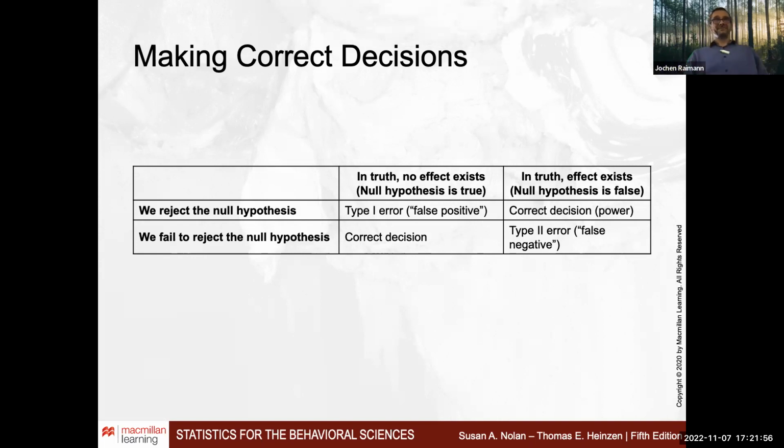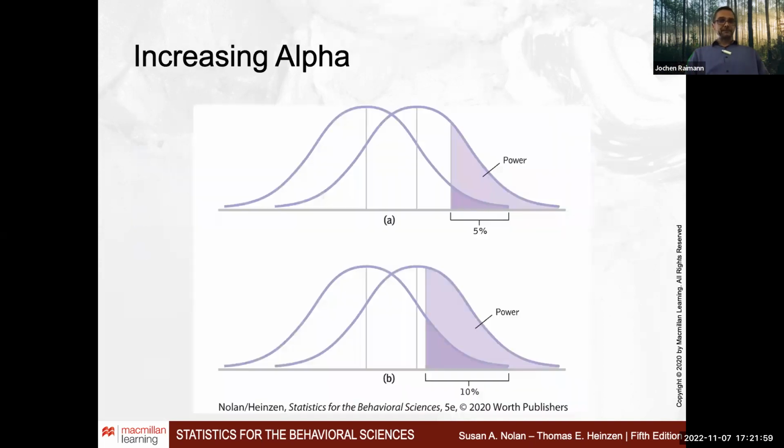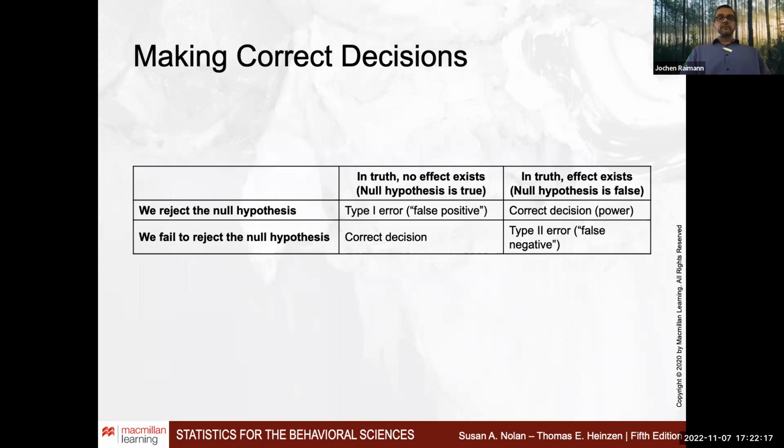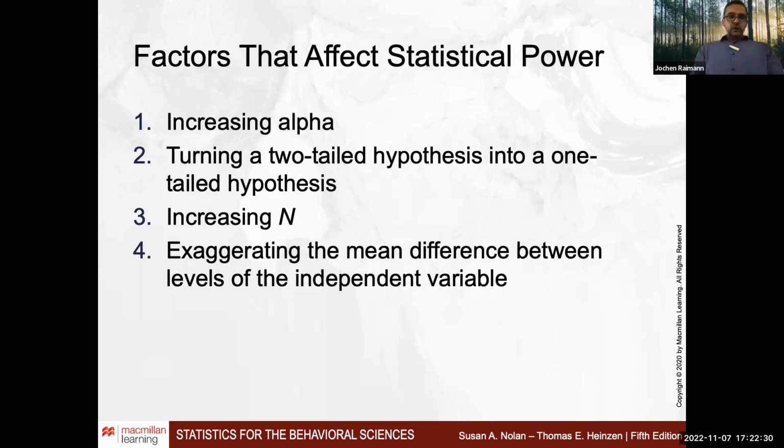Quiz question. Okay, so you can increase your alpha, you can turn a two-tailed hypothesis into a one-tailed hypothesis, you can increase your sample size, or you can exaggerate the mean difference, which is often not possible. Okay, any questions? Personally, for my understanding, to determine type 1 and type 2 error, this table is a very, very powerful table. So I'm flagging this table for me. Good. Any questions?